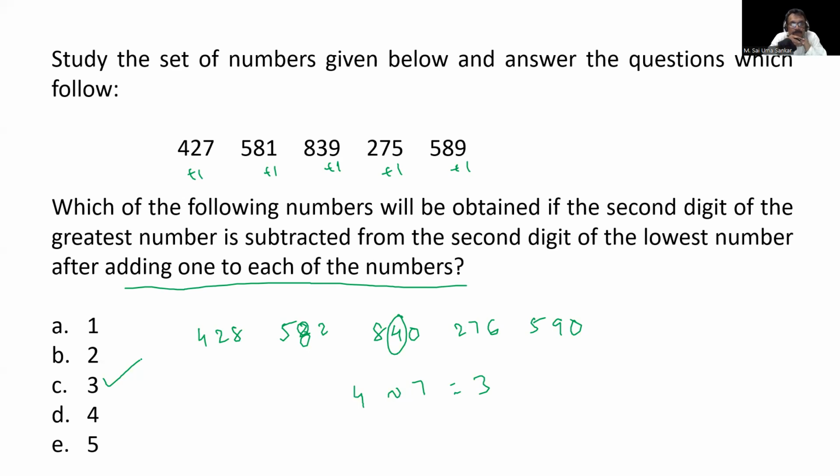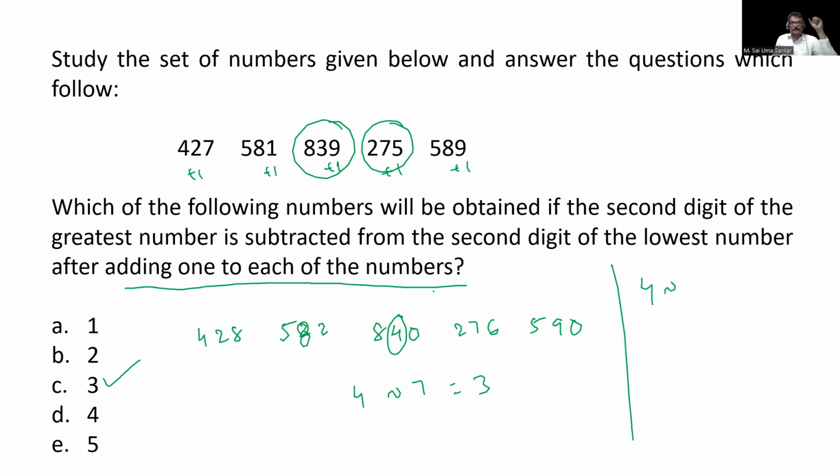See, here we required the second digit of the largest number and the second digit of the lowest number. What is the largest number? 839. What is the lowest number? That is equal to 275. Nothing to worry about that one. Okay, so forget about the remaining digits. We focus on these two digits only, 839 and 275. Now, if you add 1 to 839, then this becomes 840. And what is the second digit? That is equal to 4.